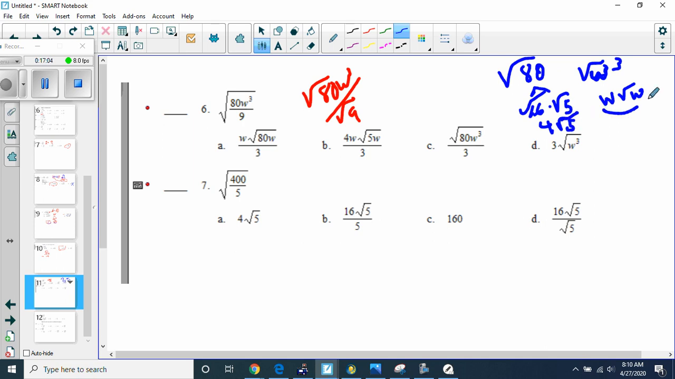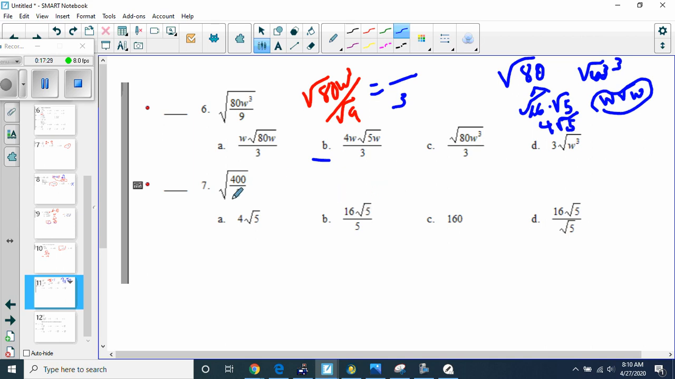Okay, so I'm going to combine this and this together to get my answer, and the 3 on the bottom. And radical 9 is 3. So if I combine all those together, the tops together, I have a w on the inside, w on the outside, and 4 radical 5. It looks like it's going to be letter B for me here.